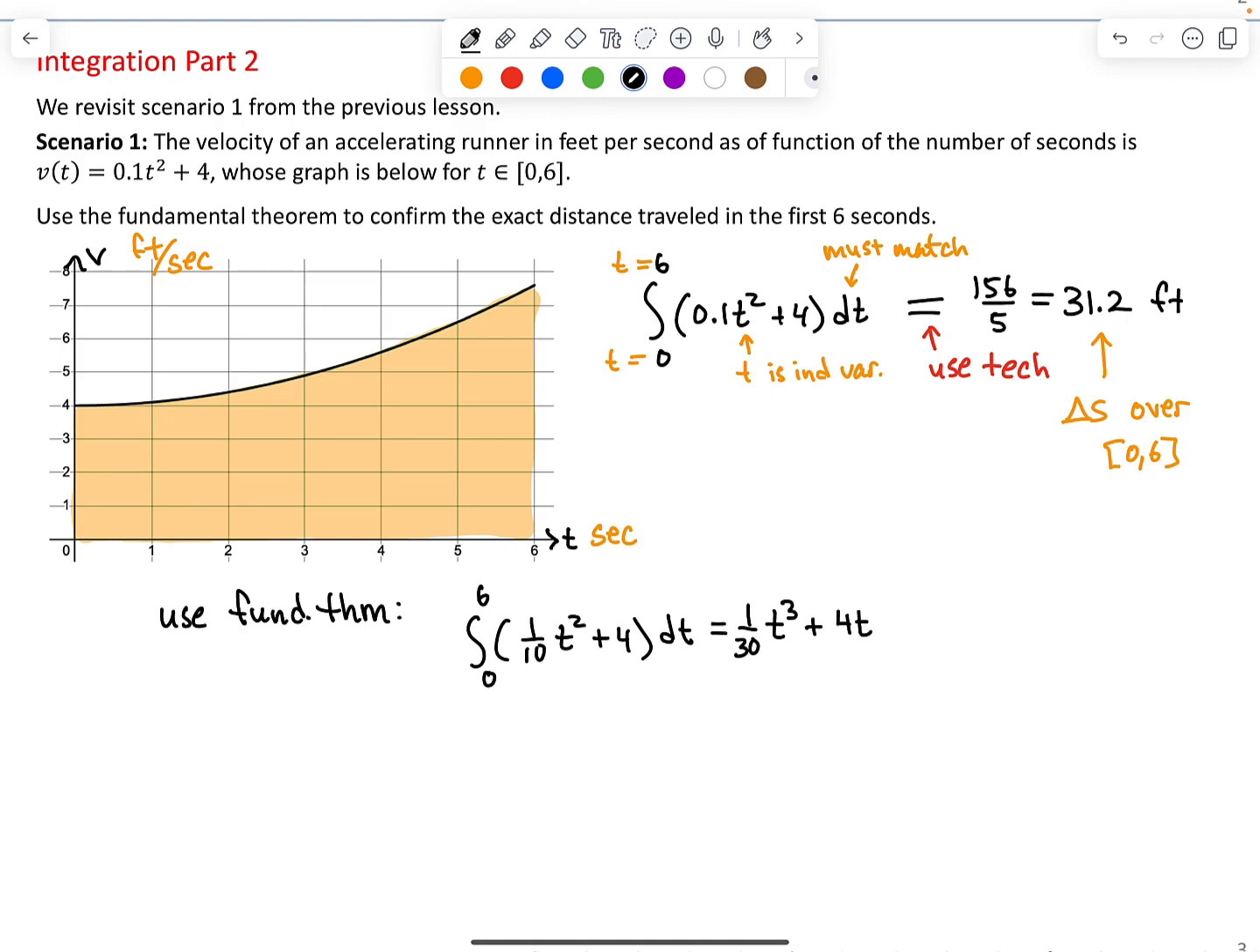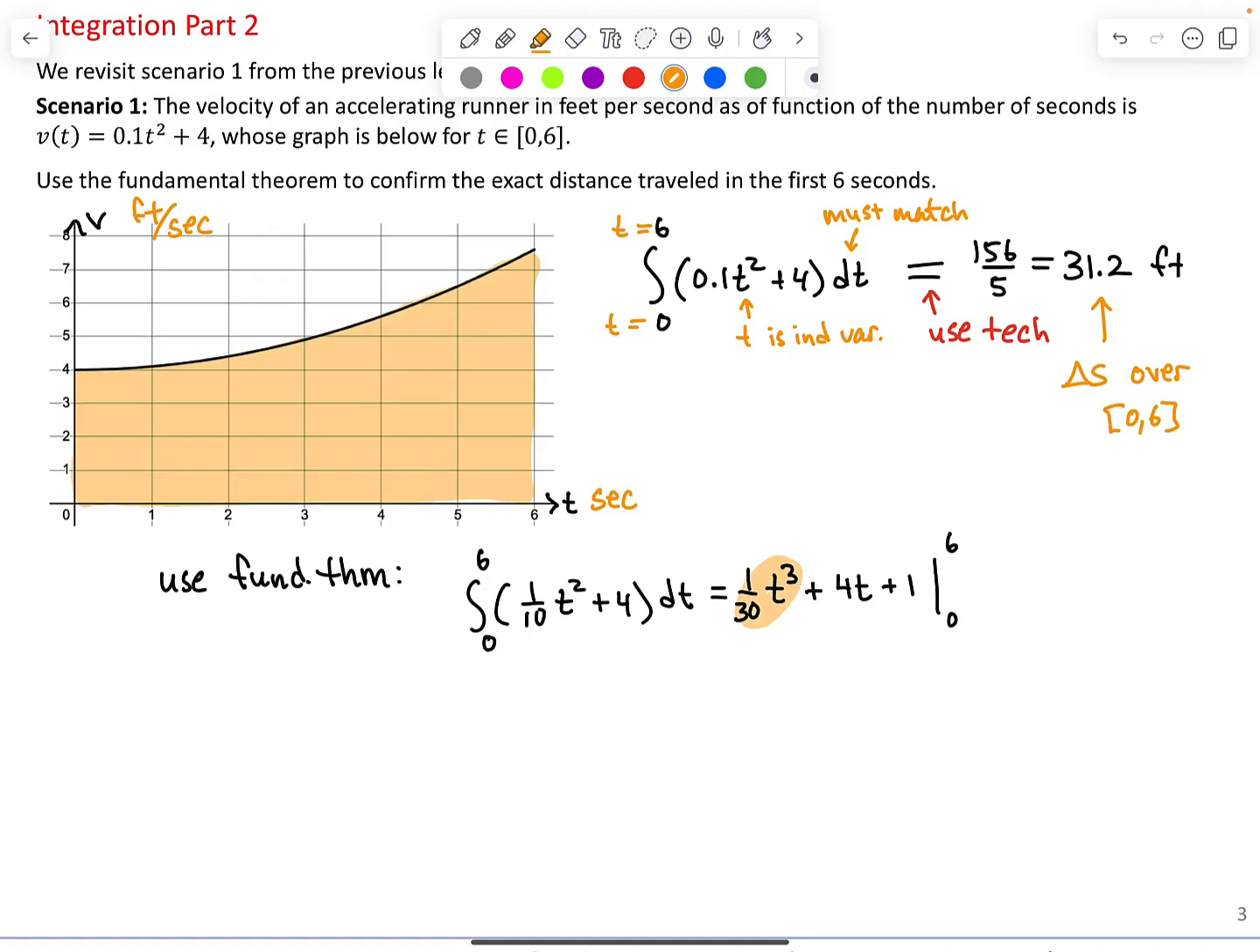Now, the next question is, what constant can or should I put here when I calculate my antiderivative? It turns out that it doesn't matter what constant you put there, because when you do the subtraction, it'll cancel. For example, let's put a plus 1. This is an antiderivative of the integrand, and now I'm going to evaluate it from 0 to 6.